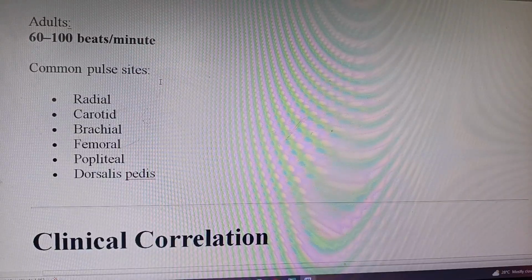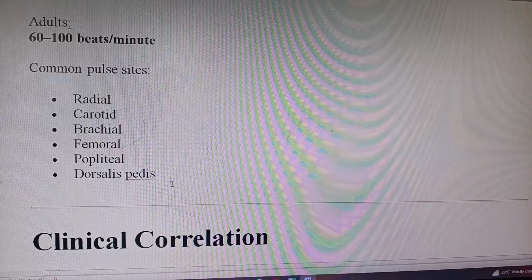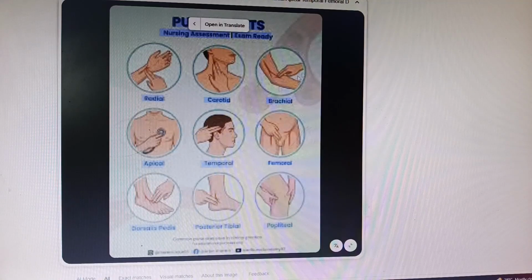Common sites where we can check the pulse rate are the radial arteries, carotid arteries, brachial arteries, femoral arteries, popliteal arteries and dorsalis pedis. These are the areas where we can check the pulse rate. Look at this picture. These are common sites for assessing pulse rate. First one is the radial pulse.